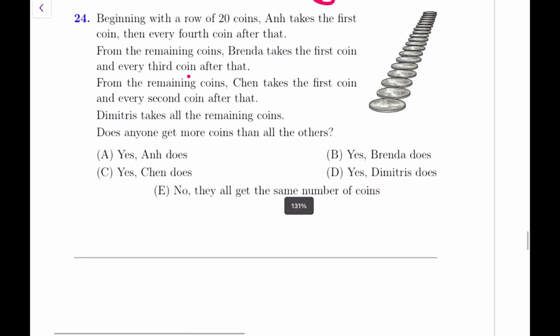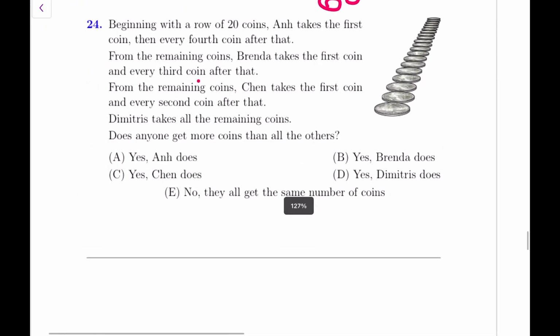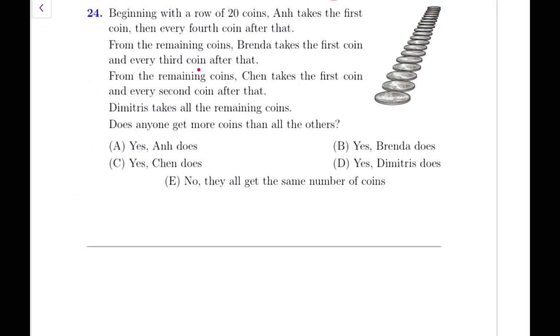All right, question number 24. Again, a very interesting question which requires a little bit of visualization, a little bit of working out, imagining it, representing it, and then finding your answer.